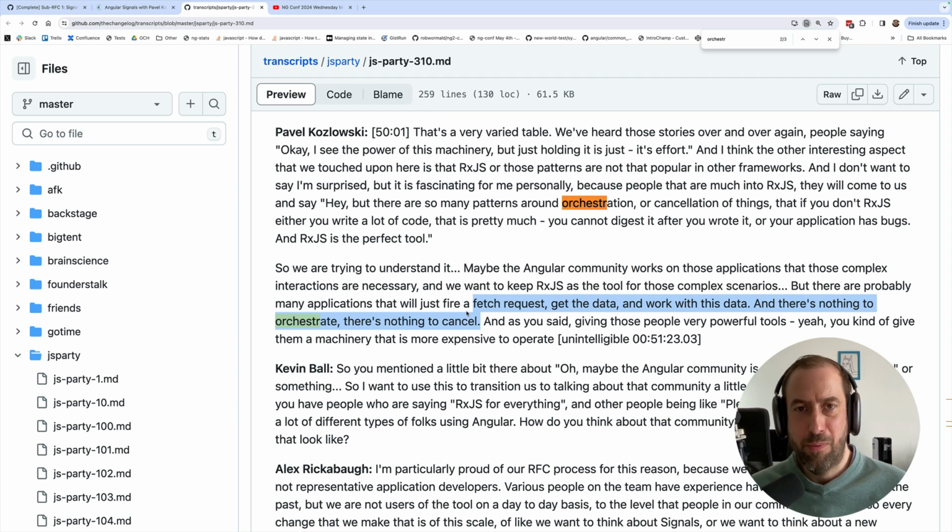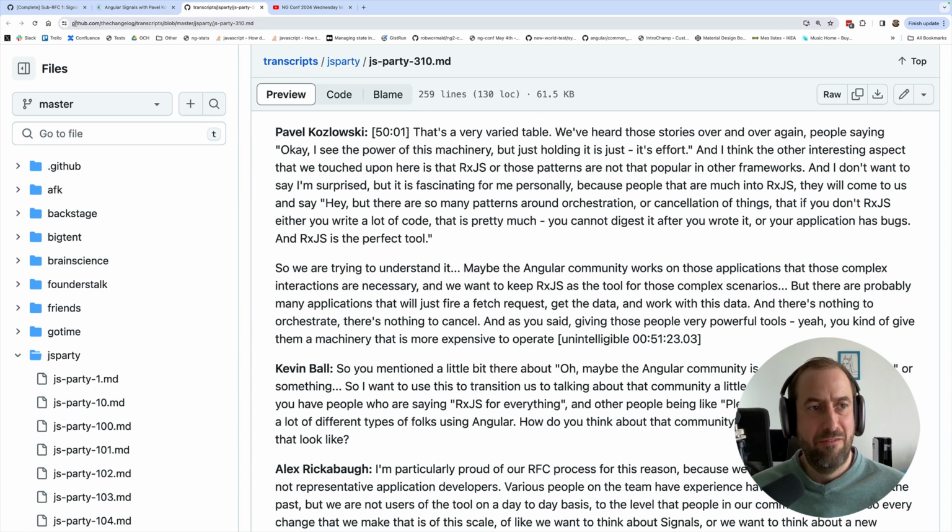It should probably only be used in the places where it's really needed, because it's a powerful tool, but it's machinery that is more expensive to operate. So it comes at a cost in terms of the learning curve and in terms of the complexity of the code as well. All right, so let's quickly summarize everything that we have seen here. The remainder of the video is going to be about the decisions that were taken and what we're going to see going forward.